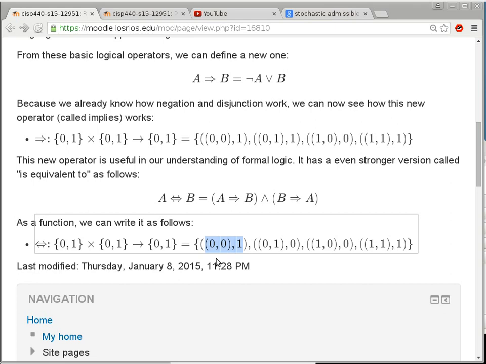this. Okay? False is equivalent to false is true. True is equivalent to true is true, but the other two cases are false. It's the same thing as saying, if and only if it is a sunny day, you will flunk a class. Okay? It's the same thing as saying that.